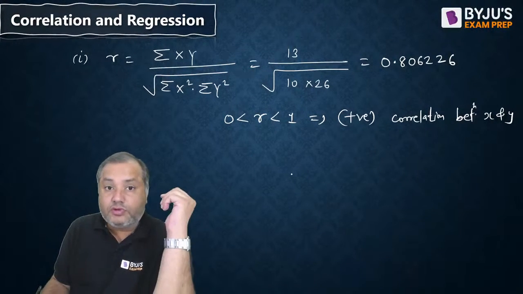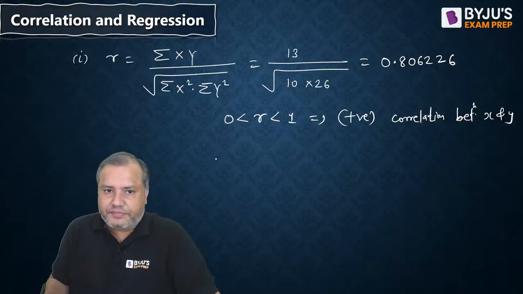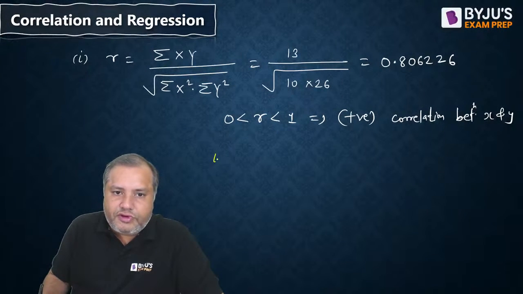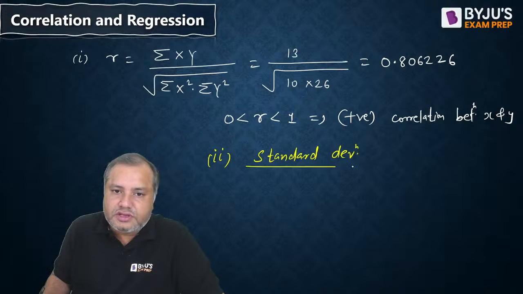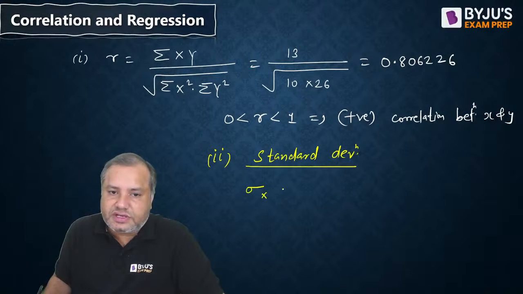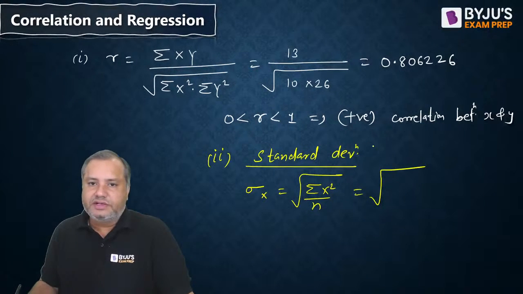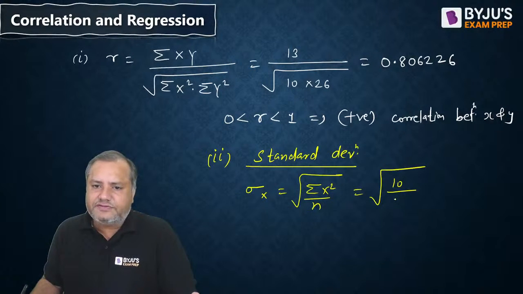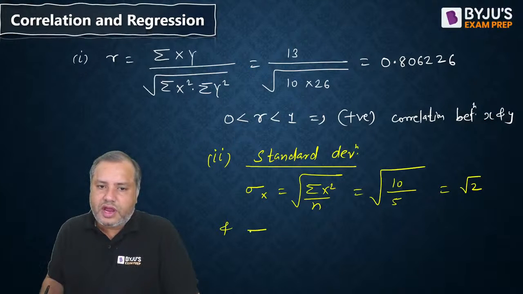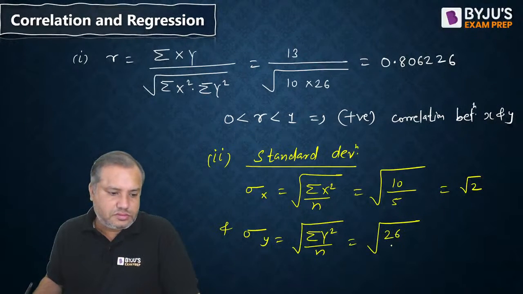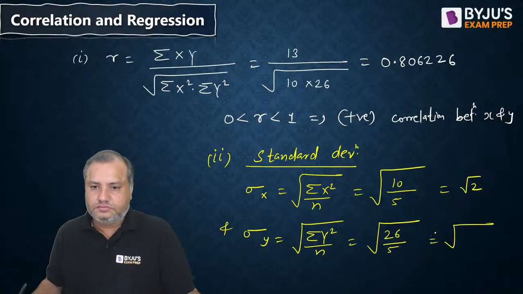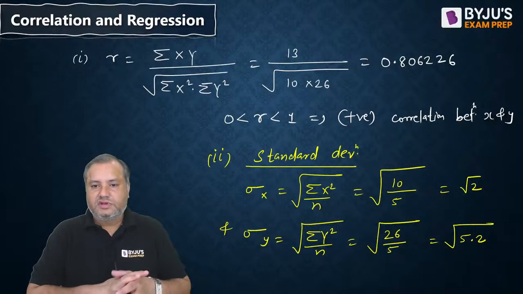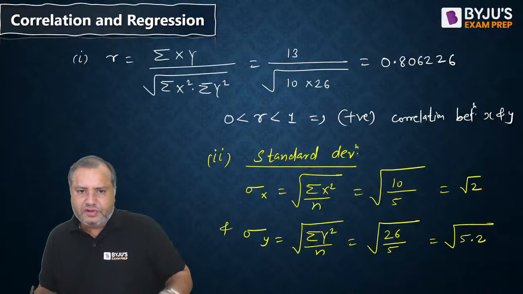After this, we will go for the equations of lines of regression. But first we need to calculate standard deviations. Sigma X is under root summation X square upon N. Summation X square is 10. N is 5. This is root 2. And sigma Y is under root summation Y square upon N, 26 upon 5, that is under root 5.2. Understood this one?